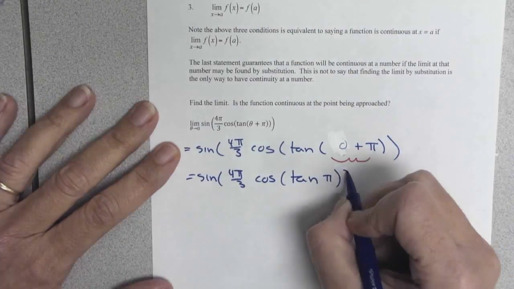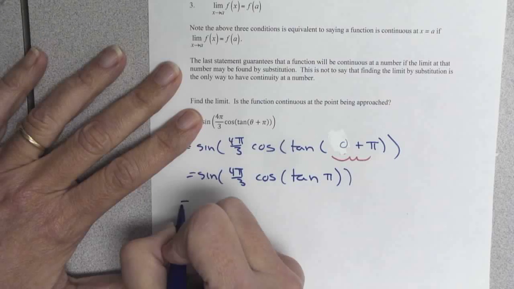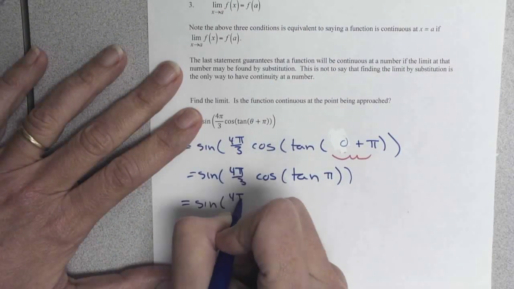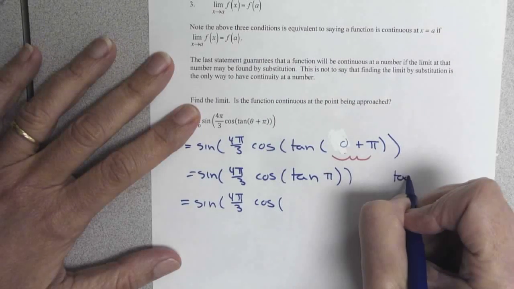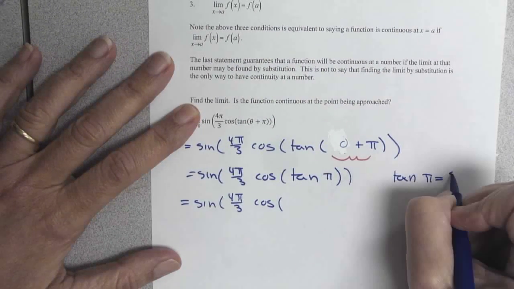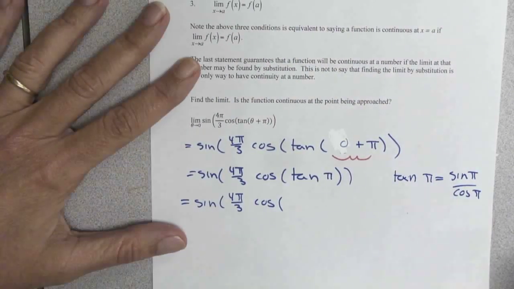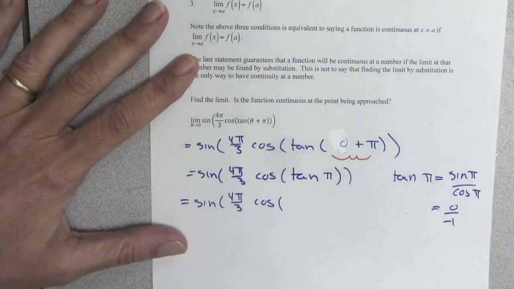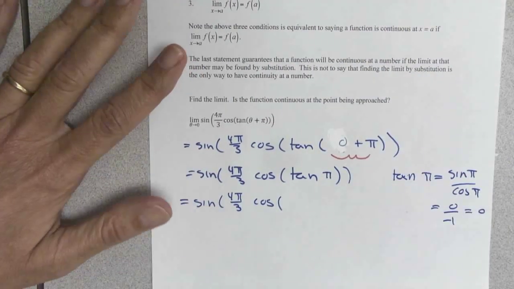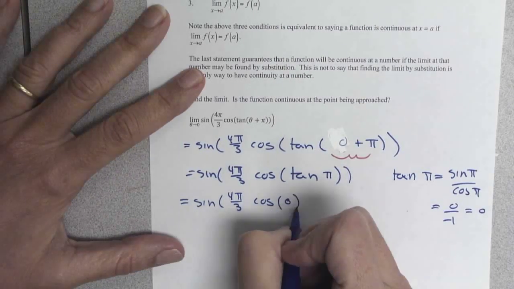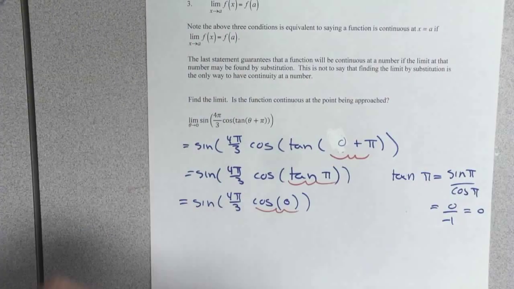But we start on the inside there, and we've got tangent of pi. So then you have to find tangent of pi. And remember, tangent, if you don't know your values very well, is sine over cosine. So that becomes sine of pi over cosine of pi. Sine of pi is 0, cosine of pi is -1. 0 divided by -1 is 0. So we get cosine of 0. So we do this next. Now we do this.